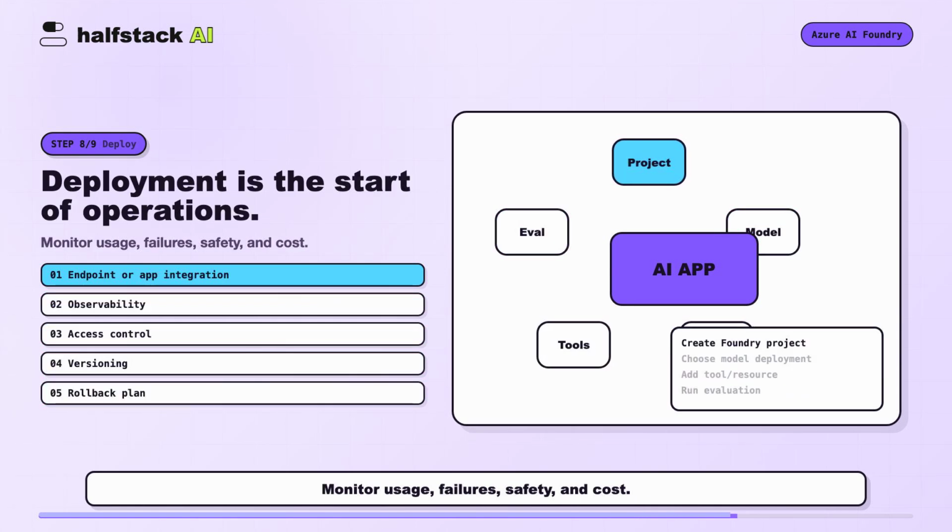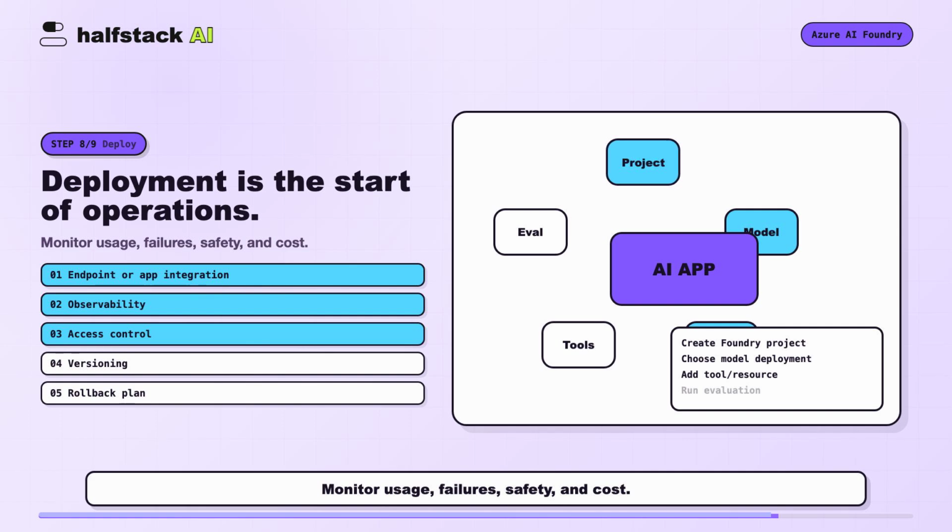When it works, deploy it into an application workflow. But deployment is the start of operations, not the end. Track usage. Watch failed tool calls. Monitor cost. Version prompts and instructions. Keep a rollback path. AI systems change behavior more easily than normal services, so operations matter.